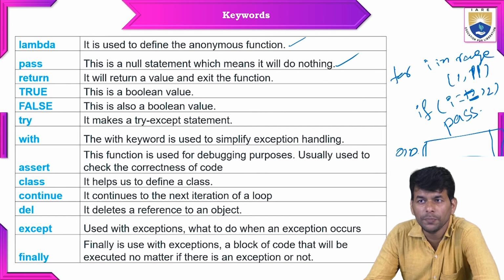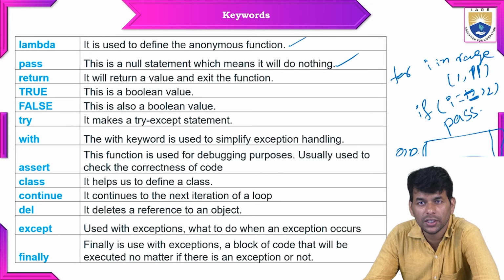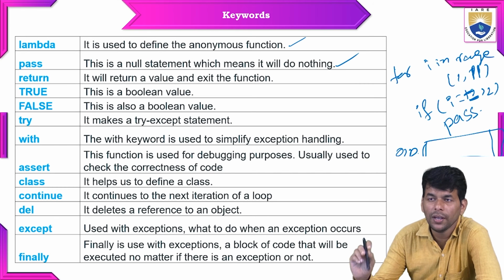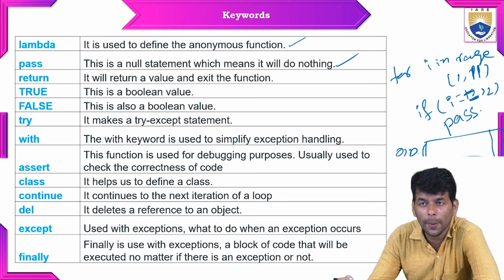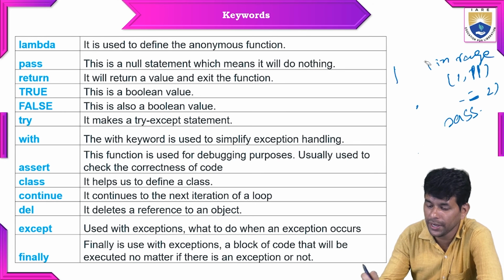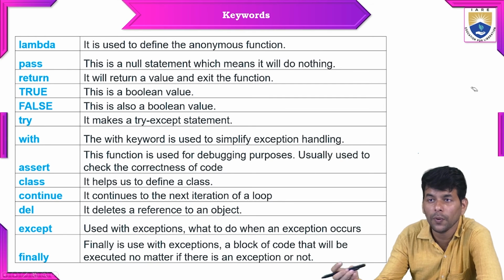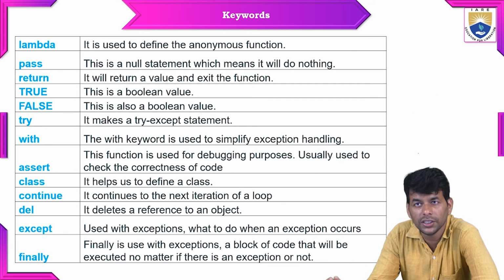Is that clear? So this is about the pass keyword. The pass keyword is a null statement, which means it will do nothing. When we have to represent no operation, nothing to do in my program, in that case I can use this pass keyword. Based on the programmer's need, they can use the keywords they need. That is their wish to work with the Python programming language.